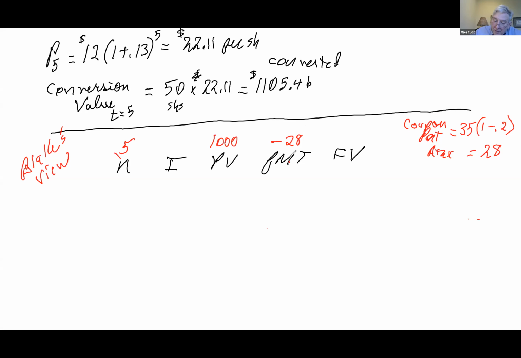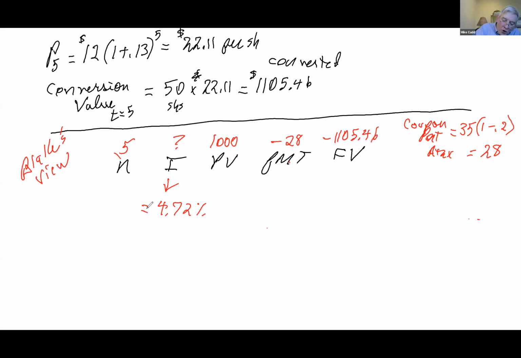And then they would have to give them stock worth the converted value, the future value, 1,105. So the question is, what interest rate would they be paying on the convertible bonds? And I'm coming up with 4.72%.